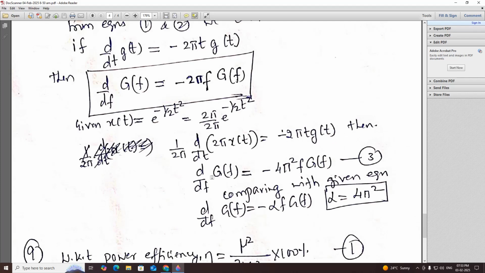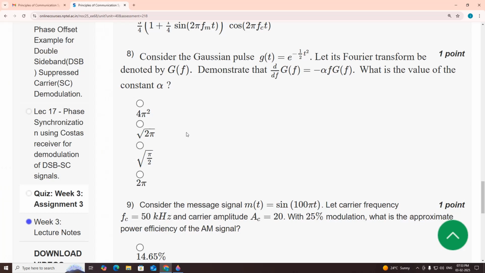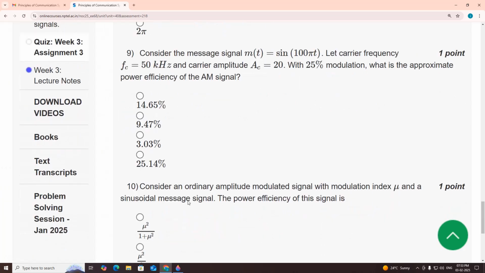That means from this I can get the differentiation of G of f is equal to minus 2 pi times 2 pi, which becomes 4 pi square f G of f. From the problem, differentiation of G of f is minus alpha f G of f. So comparing equation 3 with this equation, we will get alpha equal to 4 pi square. Alpha equal to 4 pi square, so option A.